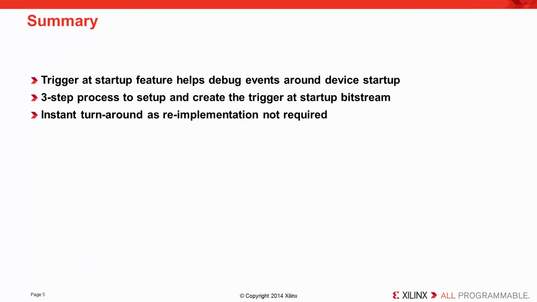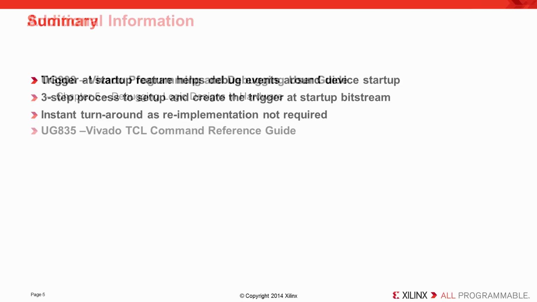To summarize, you should now know what the trigger at startup feature is, and how to use it to trigger on events around device startup. You have also seen the 3 quick steps needed to create, prearm, and run the trigger. Once you program with the newer prearmed trigger at startup bit file, you can immediately view the waveform at startup and debug any suspected issues around startup. Again, the 3 steps required to do this are fairly quick, and there is no re-implementation required.